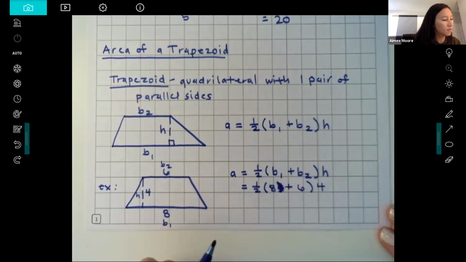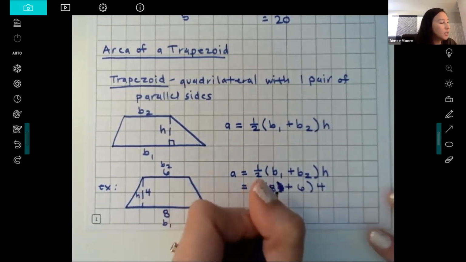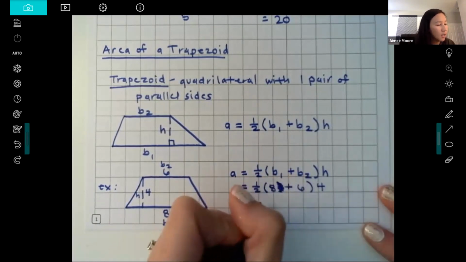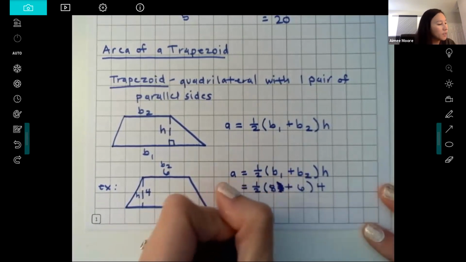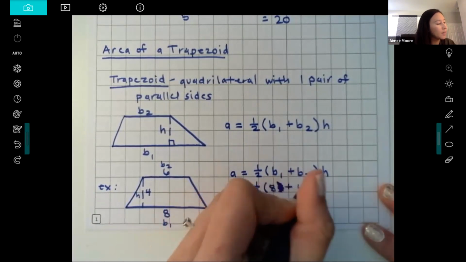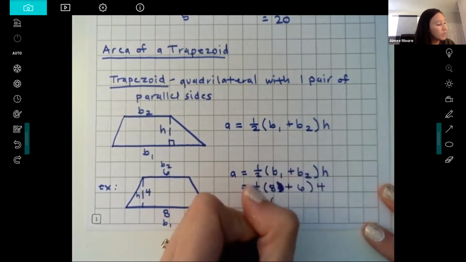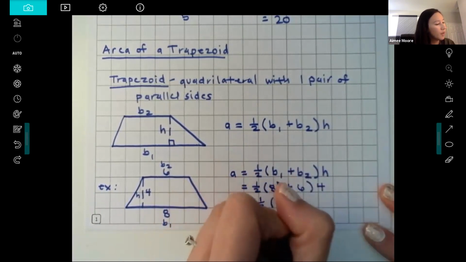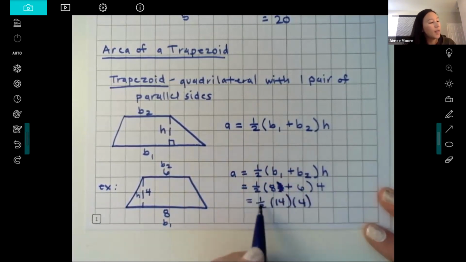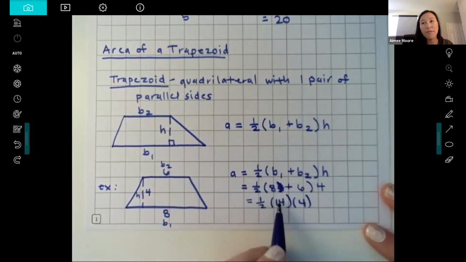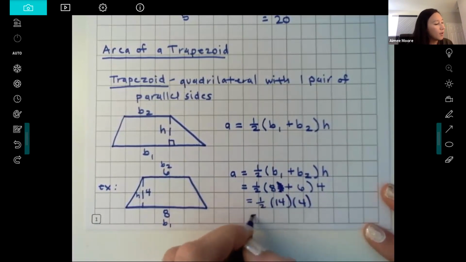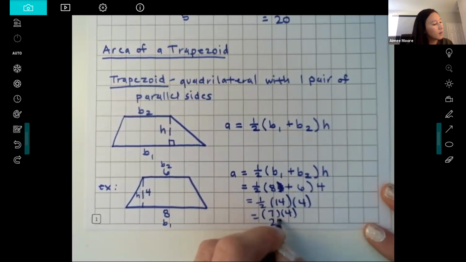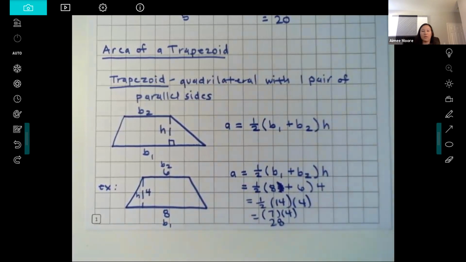Would you distribute? You can. I think it's easier to just simplify the parentheses first. So I would do 1/2 of 8 plus 6. So 6 plus 6 is 12 plus 2, that's 14 times 4. And then it's easier math. So half of 14 is 7. And so 7 times 4 is 28.